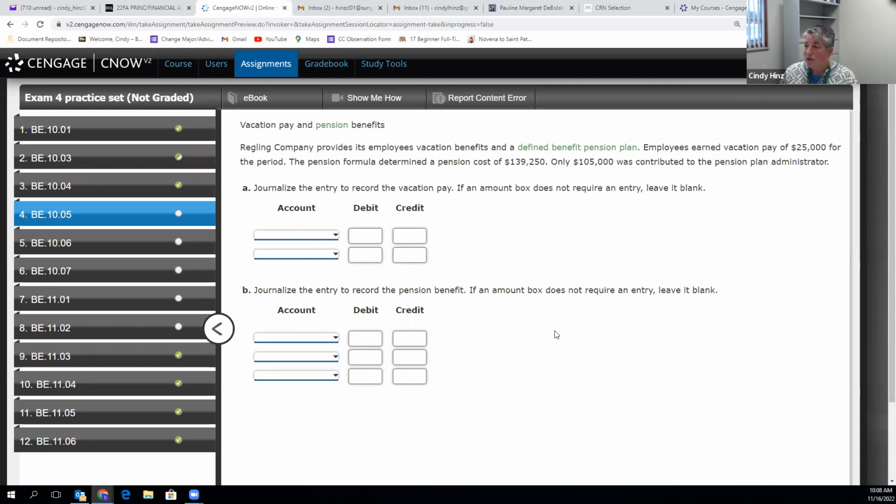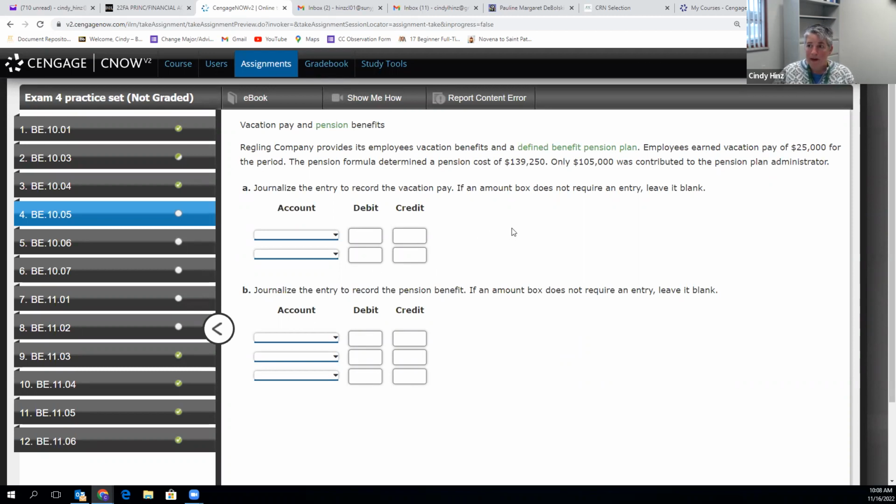So in this exercise, we're told employees earned vacation pay of $25,000 for the period. The pension formula determined a pension cost of $139,250. Only $105,000 was contributed to the pension plan administrator, which means that there's an unfunded piece to that.